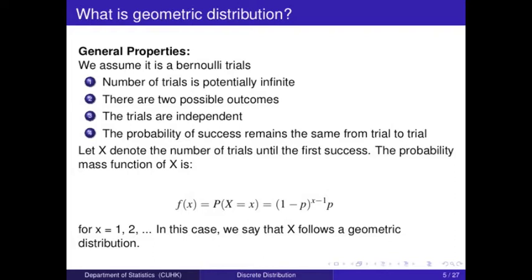There are four requirements for geometric distribution. The number of trials is potentially infinite. There are only two outcomes for trials, success or failure. The outcomes are independent, and thus, the trials have the same probability of success.